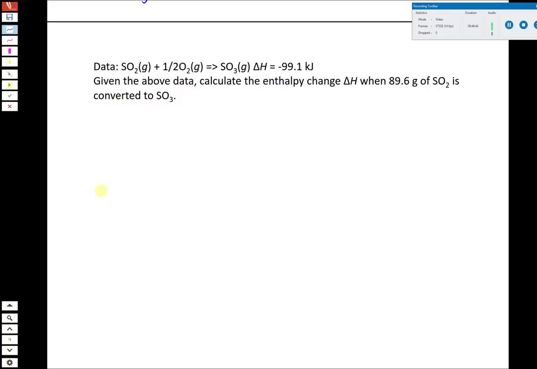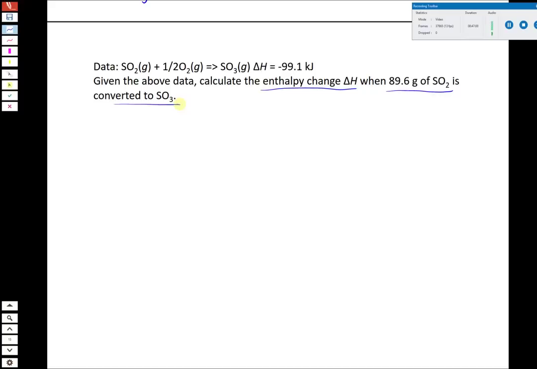I just want to make sure that we can follow the approach for doing this. These are thermochemical equations, so we have a chemical equation and a delta H. Given this thermochemical equation, calculate the enthalpy change when 89.6 grams of SO2 is converted to SO3. These types of problems we are going to treat exactly like stoichiometry. Even though this chapter doesn't really cover stoichiometry, this part of it is very much similar.